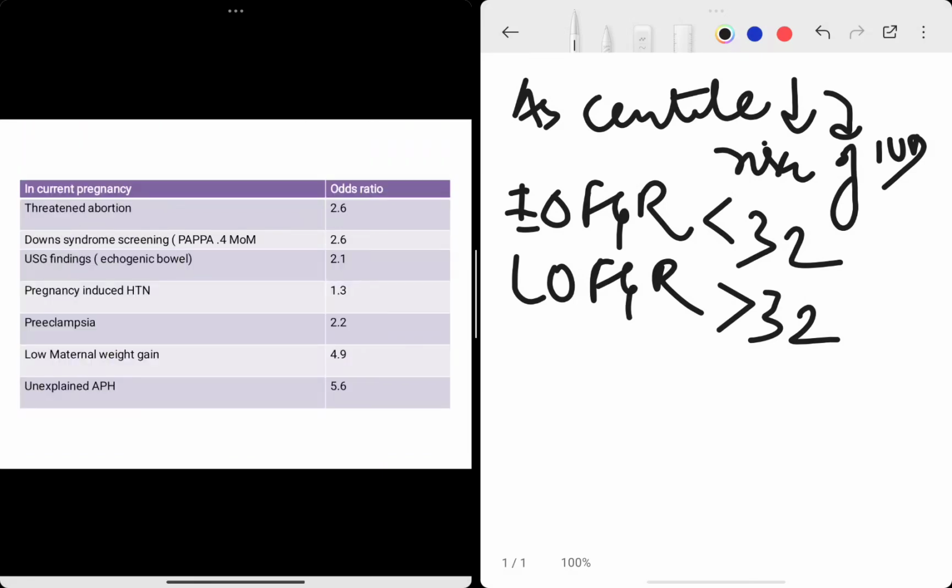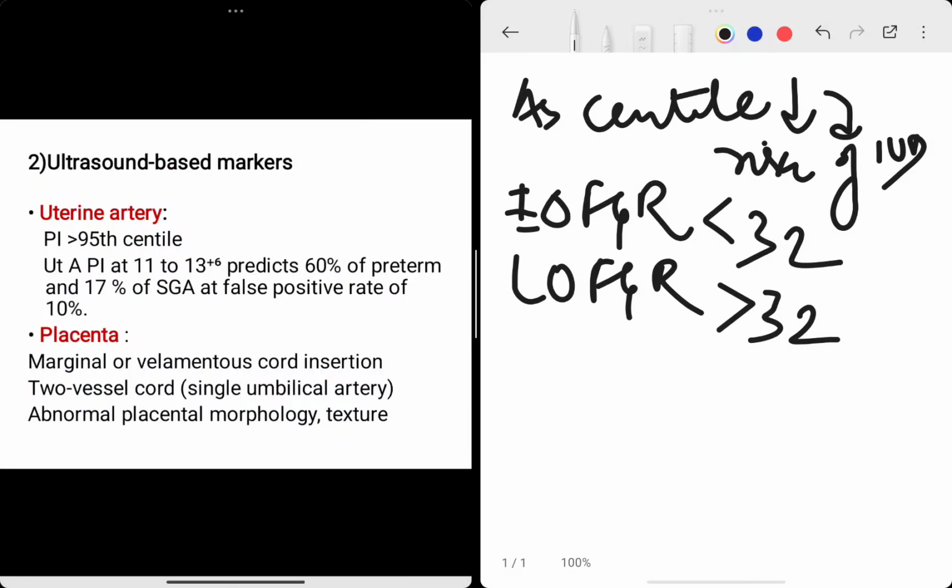If there is a history of threatened abortion in this pregnancy, Down syndrome screening is positive, then USG finding showing echogenic bowel, pregnancy induced hypertension, preeclampsia we have already discussed, low maternal weight gain. This is more important because if the mother does not gain weight during pregnancy, that is a risk factor, unexplained antepartum hemorrhage. Now there are certain ultrasound based markers.